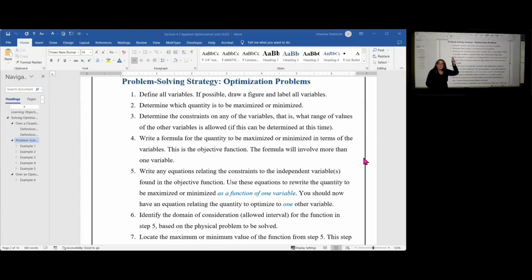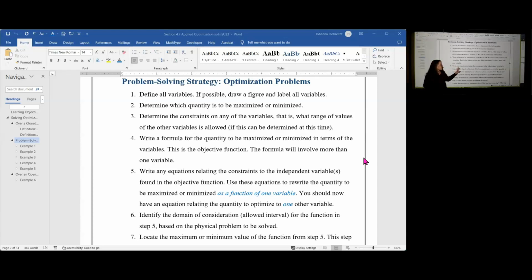Then we're going to take the quantity we're trying to optimize and relate it with an equation to the other variables in our situation. This is the objective function, when we relate what we're trying to optimize to the other variables involved. The formula will typically involve multiple independent variables. This is a problem for us because we work in single variable calculus in Calculus 1. We're going to have to rewrite the equation somehow so that we can get the quantity we're trying to optimize written in terms of only one independent variable.